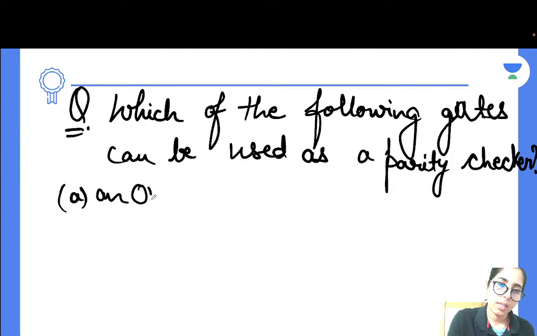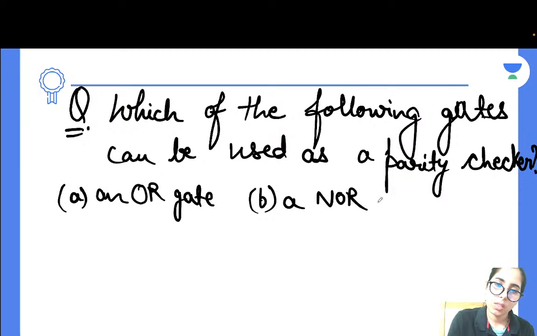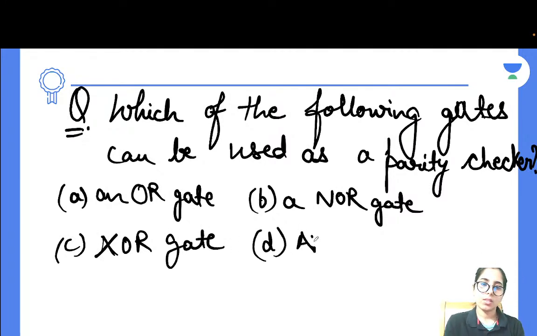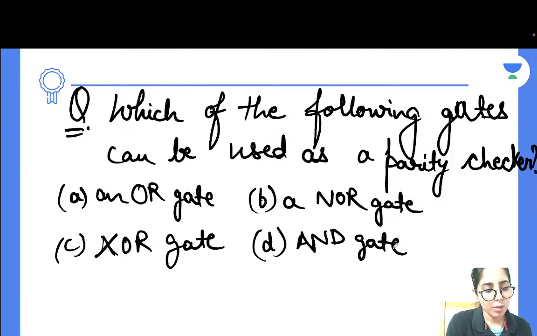Option A says an OR gate. Option B says a NOR gate. Option C says an exclusive OR gate, which is XOR. Option D says AND gate. So if you know, you can directly answer it. Which one is parity checker?